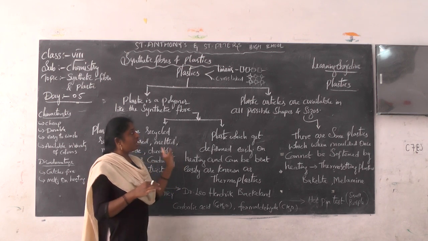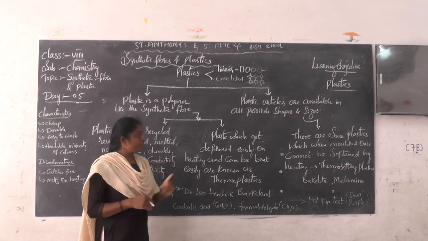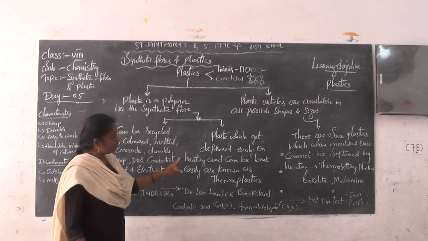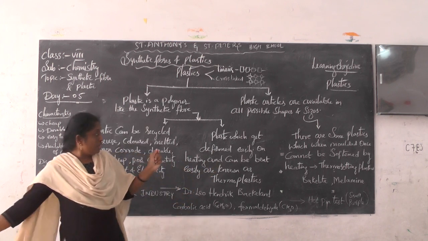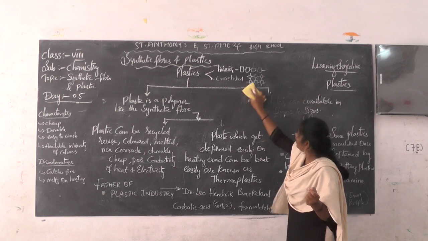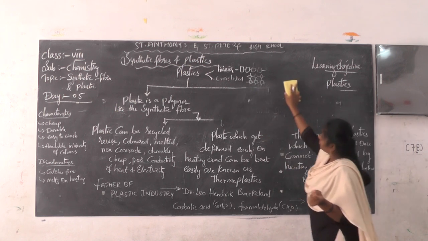So this is the general information about plastic. Now we talk about the two types of plastics. You can see the two types of plastics here. So here you can understand there are two types of plastics.